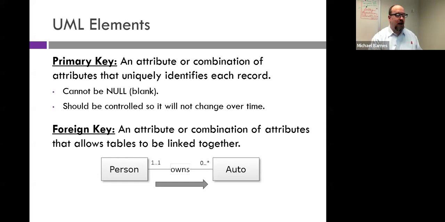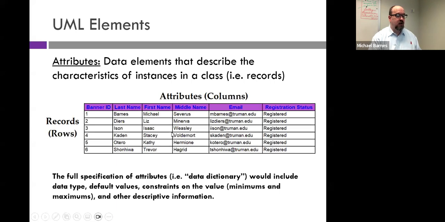So example, let's go back to this table here. Okay, which of these do you think would be a primary key in this particular table? A unique identifier for the item in this particular table. Yeah, banner ID, and that is actually your primary key here at Truman State. Every person in Truman State has a unique primary key.